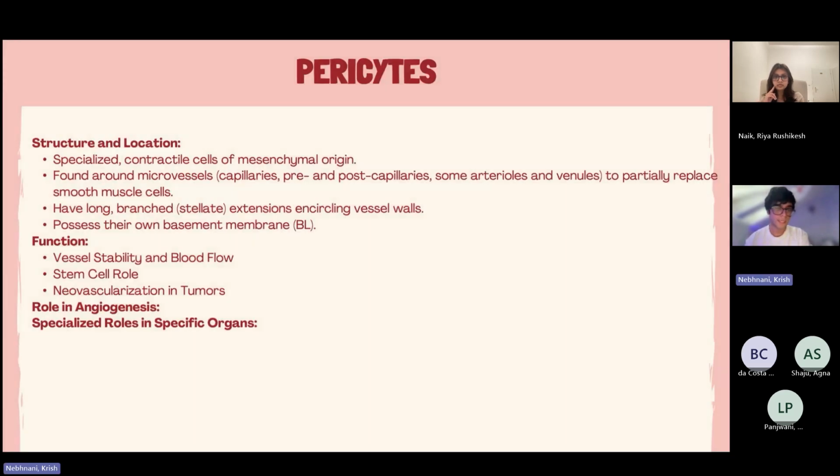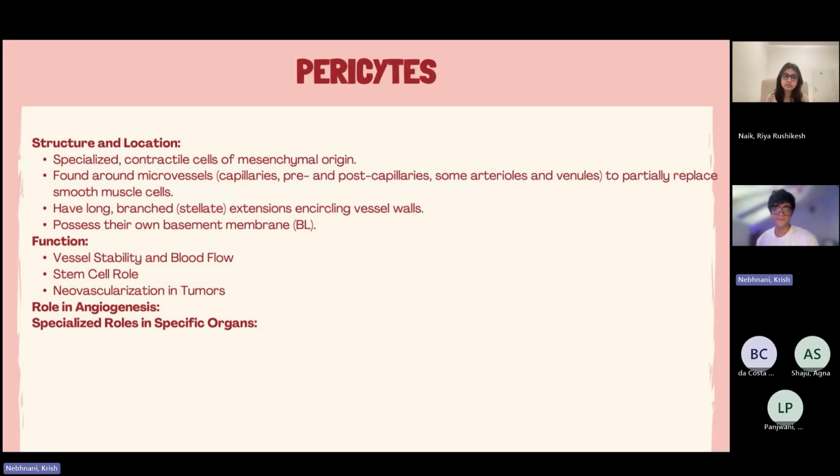Pericytes. So, what are pericytes? These are specialized contractile cells. Why contractile? I'll be telling you in a bit. They're of mesenchymal origin. Mesenchymal origin basically means they come from the mesoderm germ layer, which is one of the three important germ layers of the embryonic stage. You'll learn more about it in embryology.